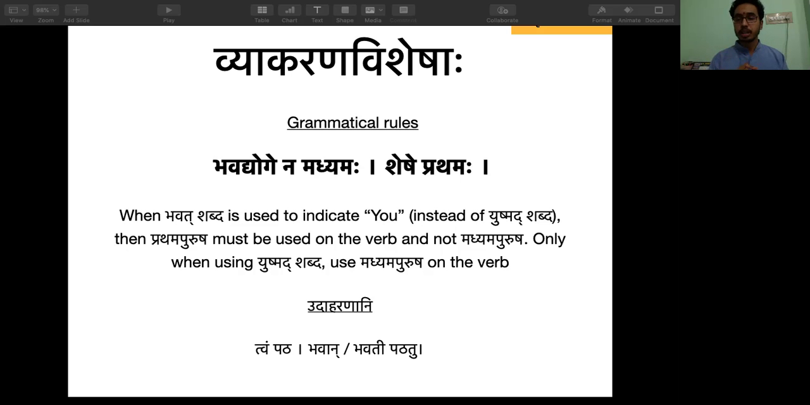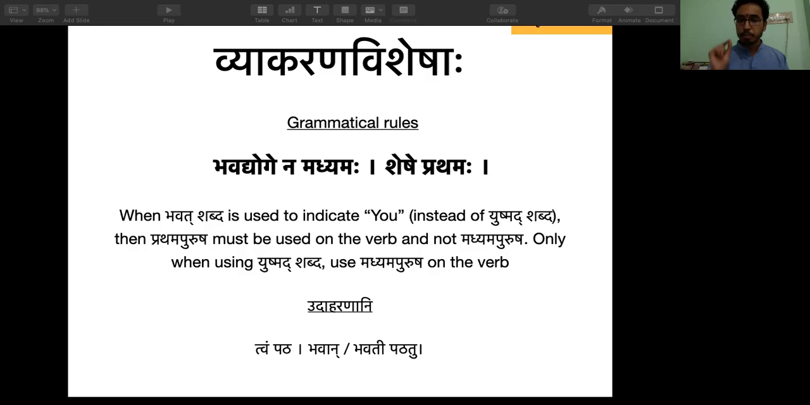Here they have clearly mentioned, when you're using Yushmat Shabda, always use Madhyama Purusha. Tvam patam patasi. Tvam patram likhasi. You will read the lesson, you will read the letter. But if you're using Bhavat Shabda, that is Bhavan or Bhavati, then always use Prathama Purusha only. Tvam patam patasi, Bhavan patam patati. Tvam patram likhasi, Bhavan patram likhati. Bhavati patram likhati. So when you use Bhavat Shabda, always use Prathama Purusha for the verb.